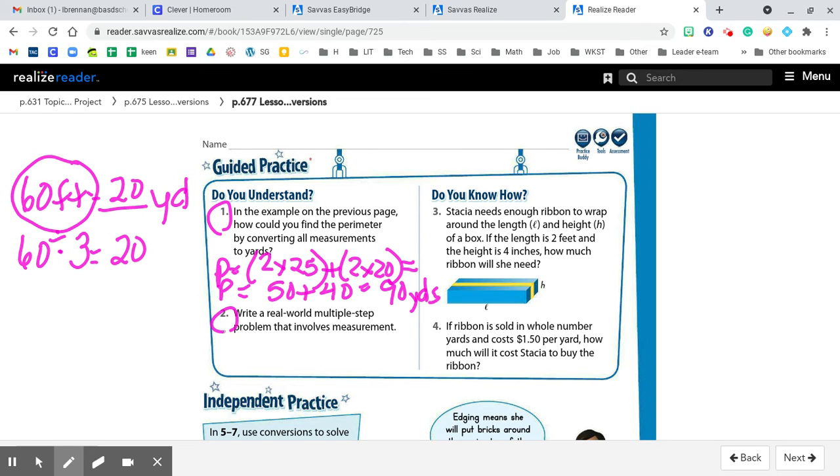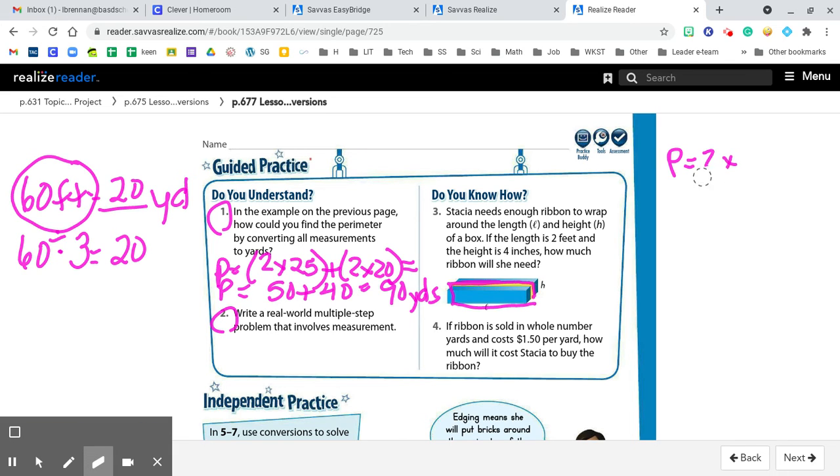Stacia needs enough ribbon to wrap around the length and the height of a box. If the length is 2 feet and the height is 4 inches, how much ribbon will she need? So we're looking for a piece of ribbon that'll go all the way around the box.